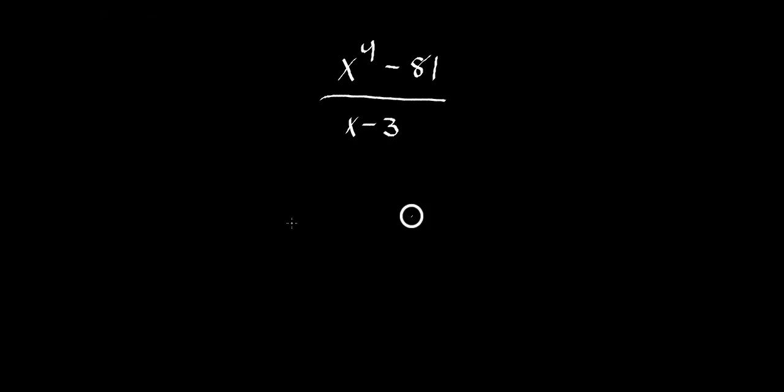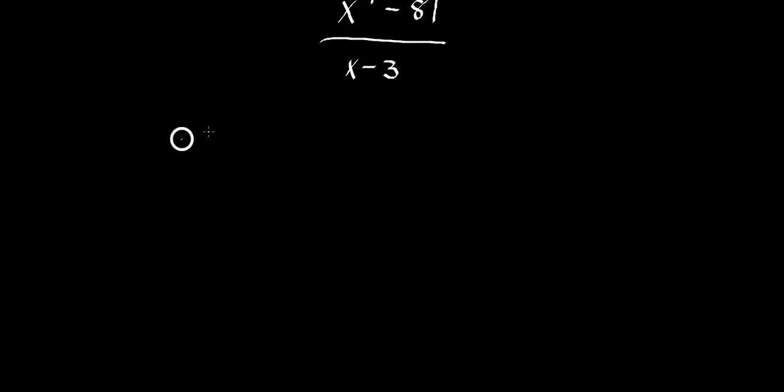Okay, what if I gave you a problem like this? x to the 4th minus 81 divided by x minus 3. Okay, let's use long division to solve this. And if we would, well, this is the divisor, so you get x minus 3 dividing into x to the 4th minus 81. Okay, see, we have a problem.